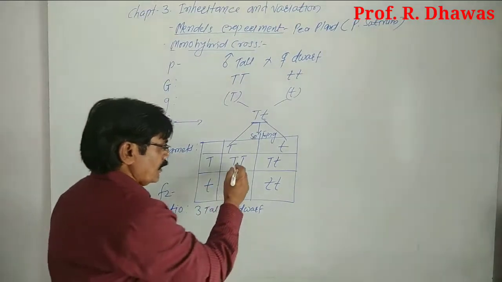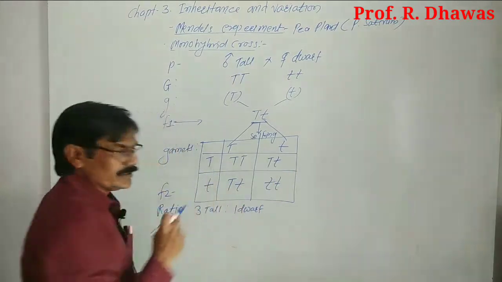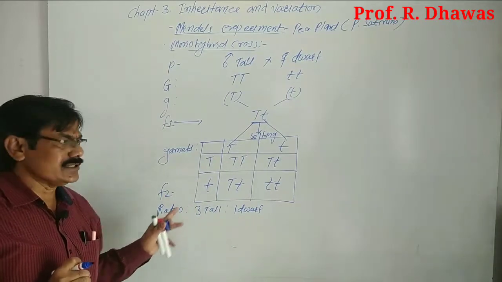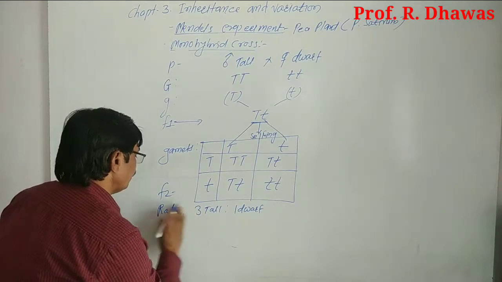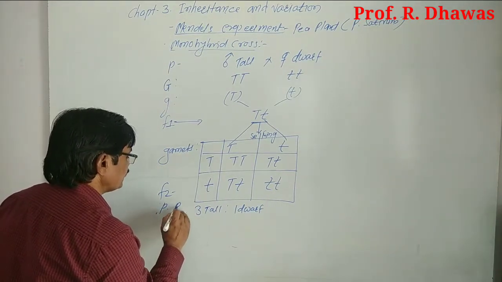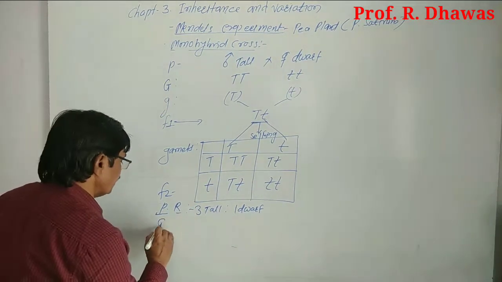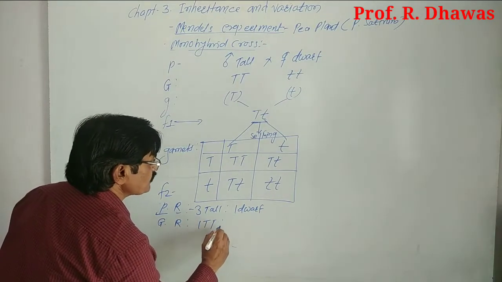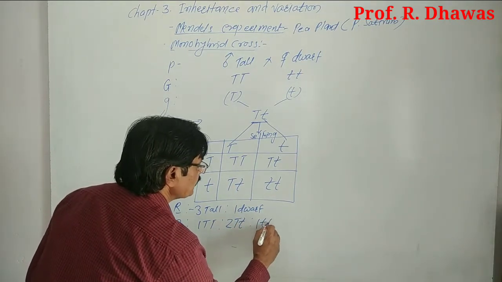Now here, this ratio 3 tall is to 1 dwarf is actually the phenotypic ratio, because why? We observe the tallness and the dwarfness of the plant externally, so it is called PR, phenotypic ratio. The genotypic ratio is called GR, and that is 1 capital T capital T is to 2 capital T small t is to 1 small t small t.